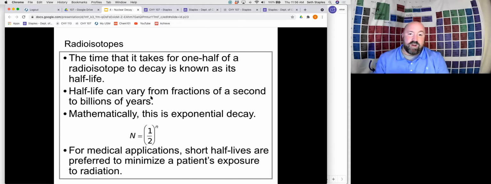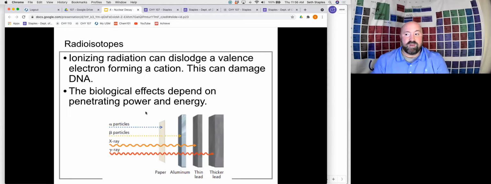Half-life, depending on the compound, can vary anywhere from fractions of a second to billions of years. It just depends on the particle and then the type of radioactivity. Radioisotopes are quite often used for various medical applications. And so it should be pretty obvious and intuitive that for those types of applications, we really want short half-lives in order to minimize a patient's exposure to any radiation.